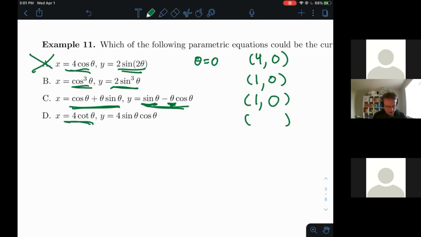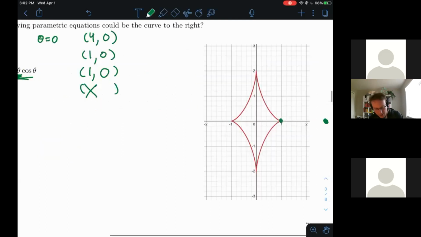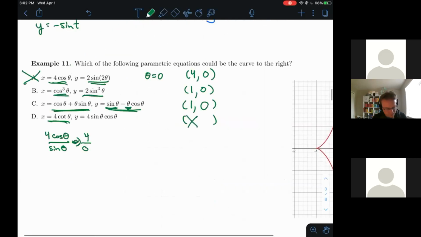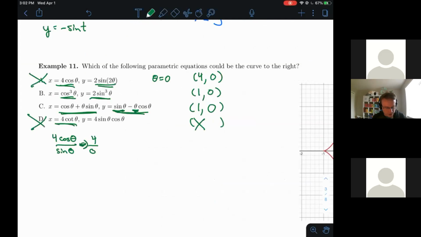Here we have something a little bit more complicated. We have cotangent, and we need to remember cotangent is cosine divided by sine. If I plug in theta equals 0 into this, this is going to be 4 over 0, so this is going to be infinite. Dividing by 0 gives one of those infinite solutions. That's not on the curve. Notice that all of these are very finite; x does not go off to infinity at all. So D is also out. We could even check that for our y equation, it would be infinite, going off along the x axis here.